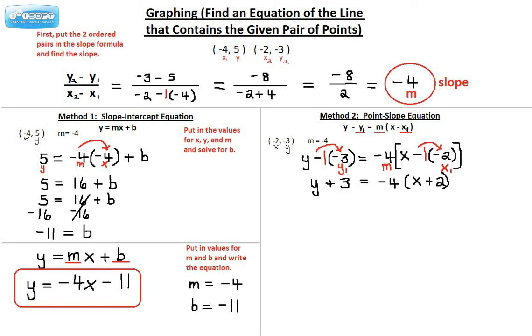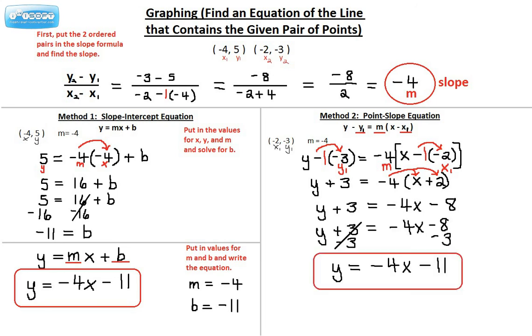Next we distribute -4 times each term in parentheses. Now we want to get the equation in the form y equals mx plus b, so let's subtract 3 from both sides. Here we have our equation, y equals -4x minus 11. You can find your slope and then use either of the two methods to finish finding the equation.